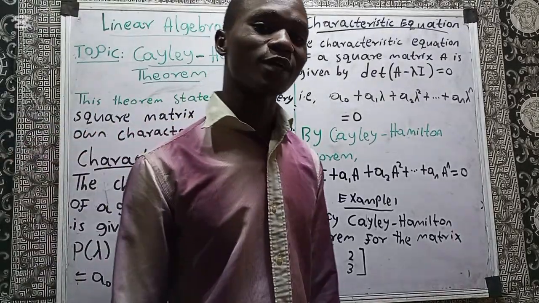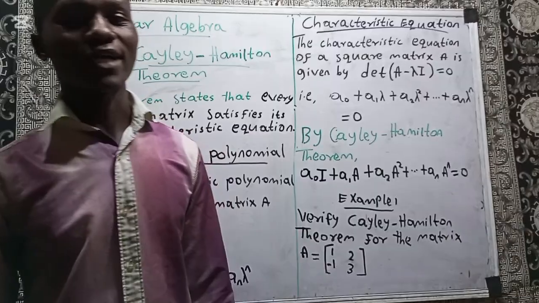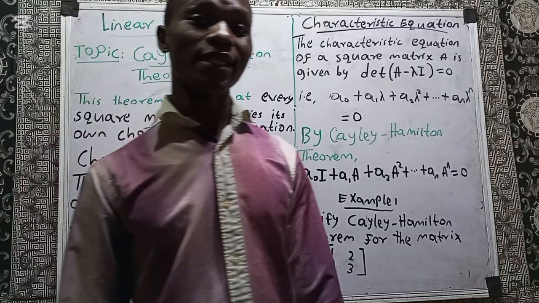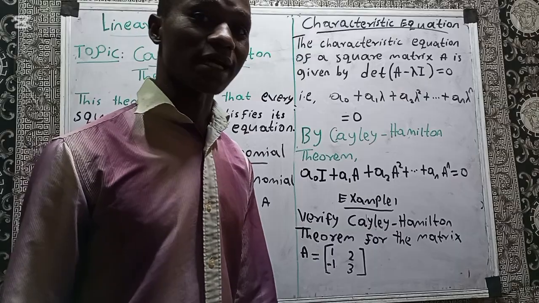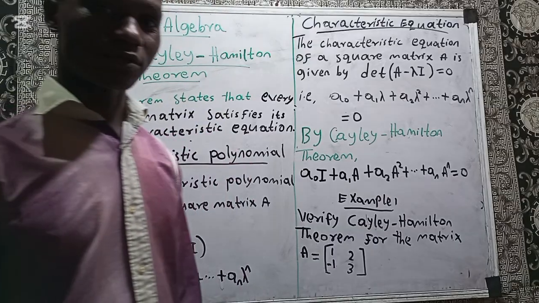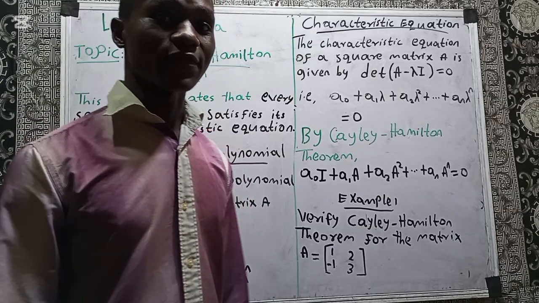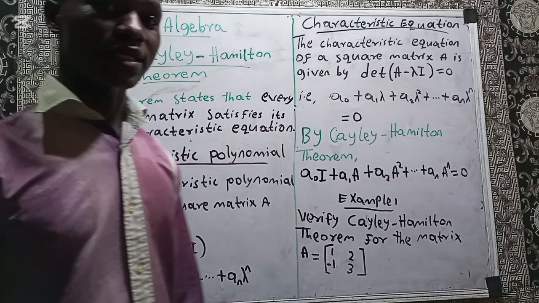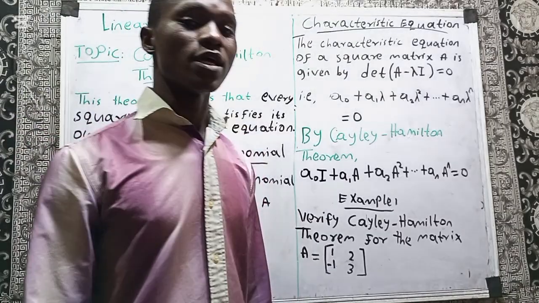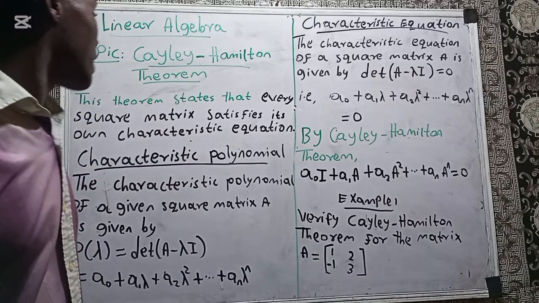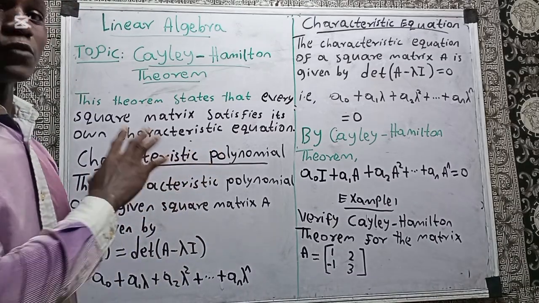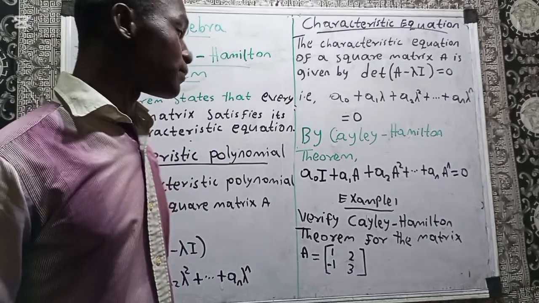This is linear algebra class, and today we'll be looking at this theorem, Cayley Hamilton Theorem. This theorem states that every square matrix satisfies its own characteristic equation. This is what the theorem states.